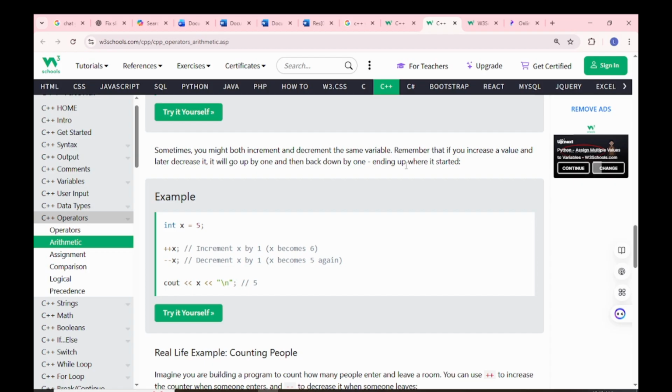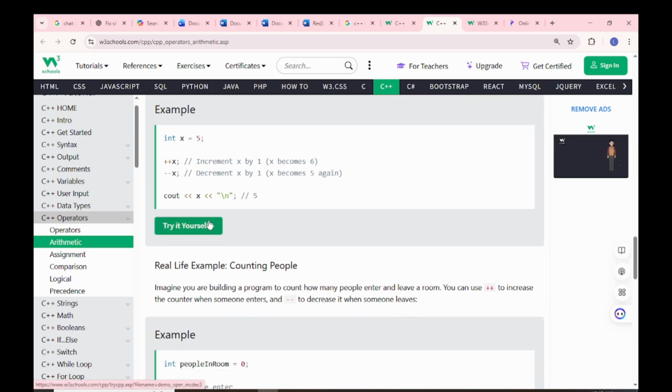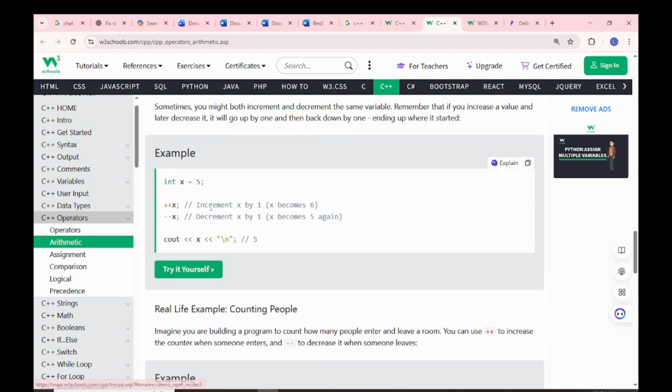One, and then back down by one, ending up where it started. x equals 5, plus plus increments x by 1, x becomes 6, minus minus decrements x by 1, x becomes 5 again.